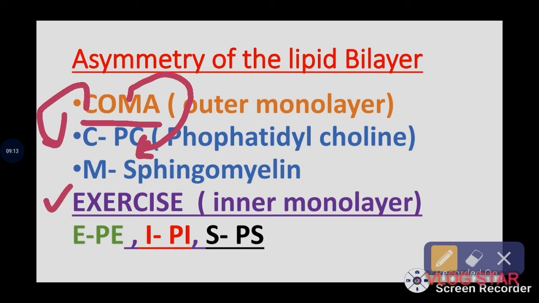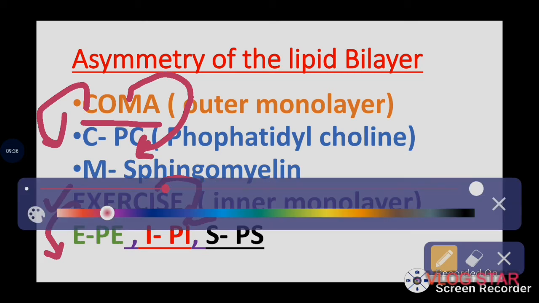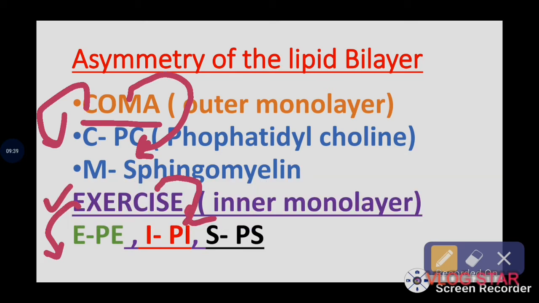And here you can see another word, that is exercise. In this lockdown situation we cannot go outside, but we have to keep ourselves fit, and for this we have to exercise. So we have to stay inside. Inside means inner monolayer. So you can memorize it this way. E is for phosphatidylethanolamine, I is for phosphatidylinositol, and S means phosphatidylserine. These membrane lipids are present in the inner monolayer, or the inner leaflet.